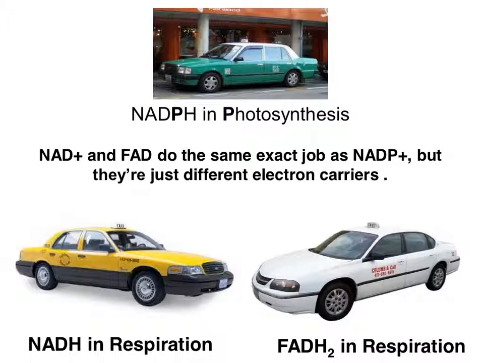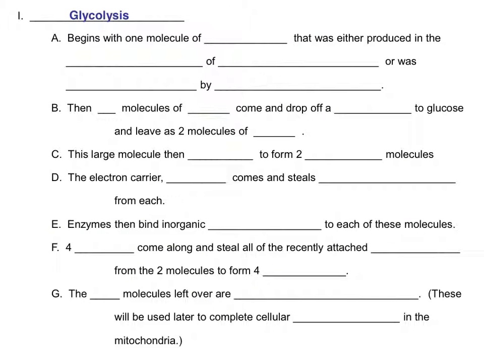Okay, let's get to your notes. Make sure your note sheet is ready to fill out on glycolysis. Now, glycolysis is the very beginning of cellular respiration. It occurs in the cytoplasm of the cell, and it uses a molecule of glucose.